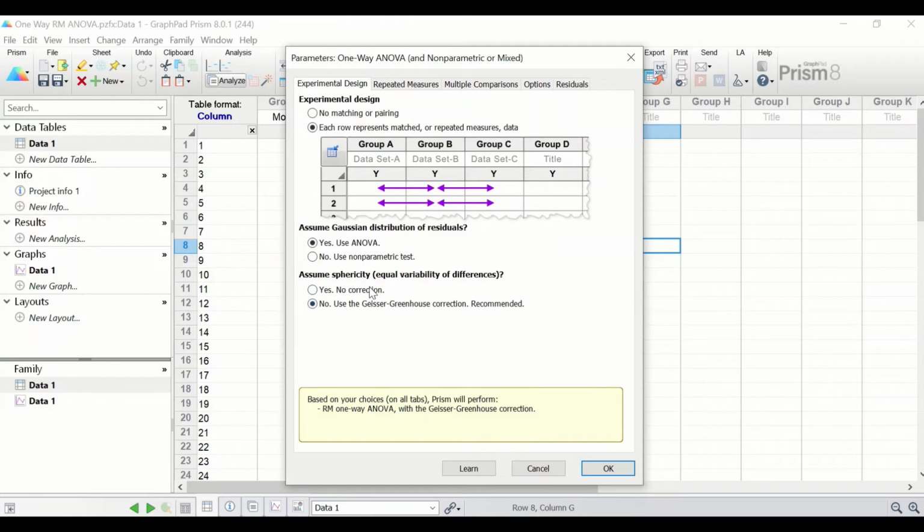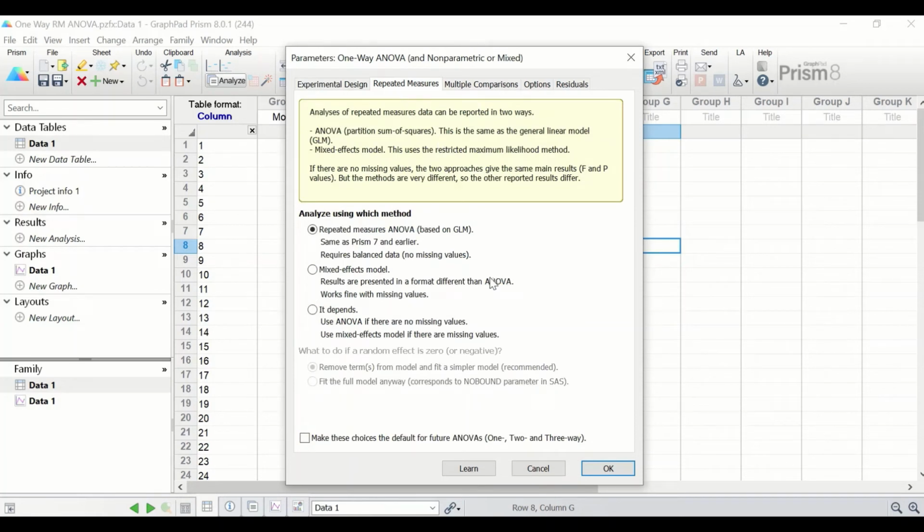And for assuming sphericity, select no, use Geisser-Greenhouse correction, the recommended choice. Click on repeated measures, and in the repeated measures, click on analyze using repeated measures ANOVA, since we have here the same individual measured at different time points, so it is a repeated measure.